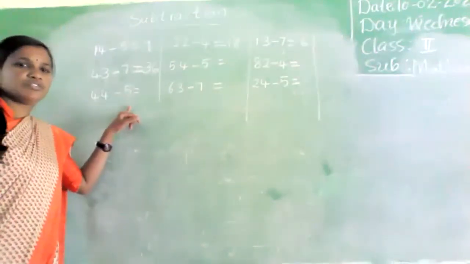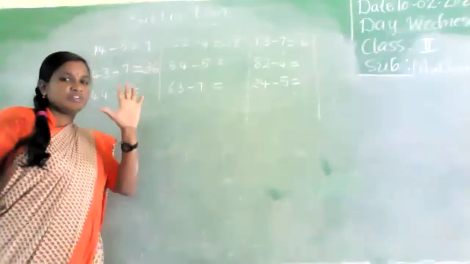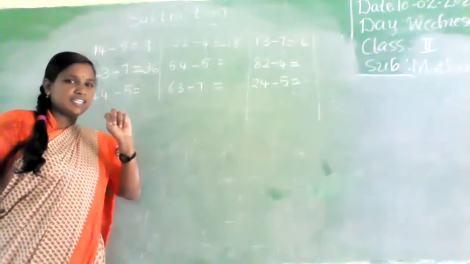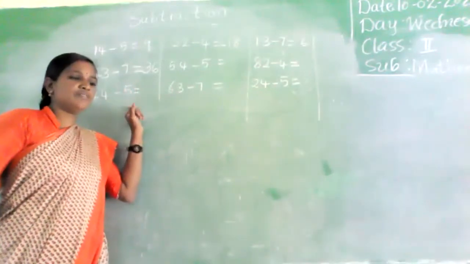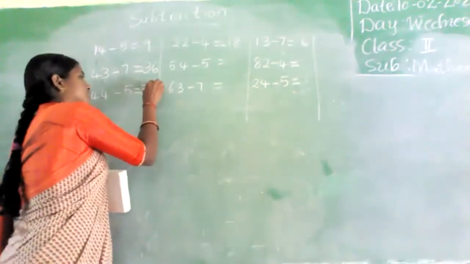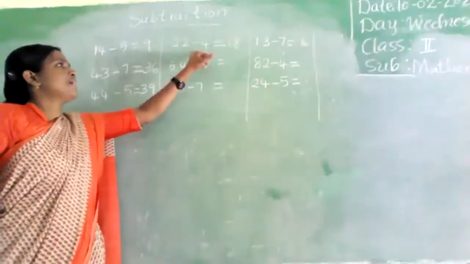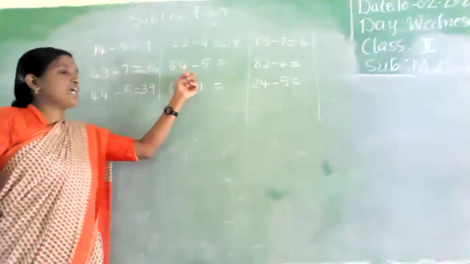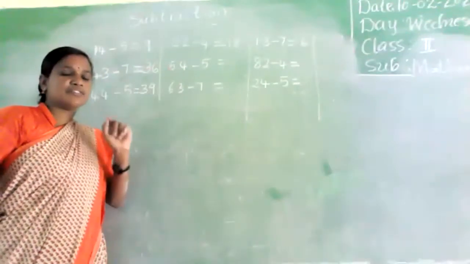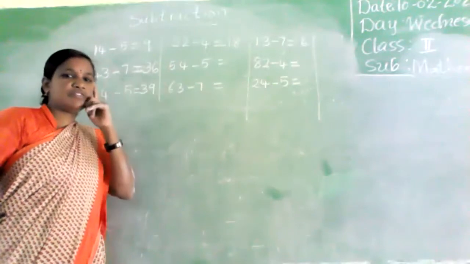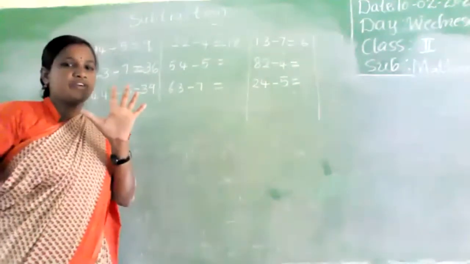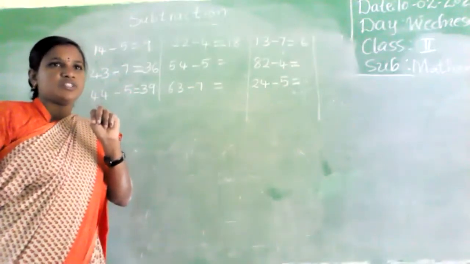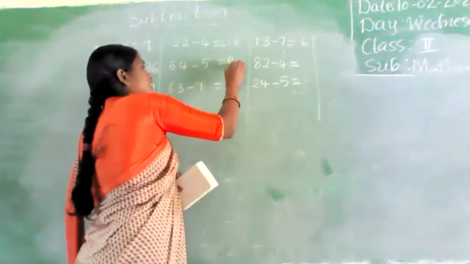44 minus 5. Keep 44 in mind, take 5 fingers. 44 before number: 43, 42, 41, 40, 39. So 44 minus 5 is equal to 39. Next, 22 minus 4 is equal to 18. 54 minus 5 means we subtract 5 from 54. Keep 54 in mind, take 5 fingers. 54 before numbers: 53, 52, 51, 50, 49. So 54 minus 5 is equal to 49.